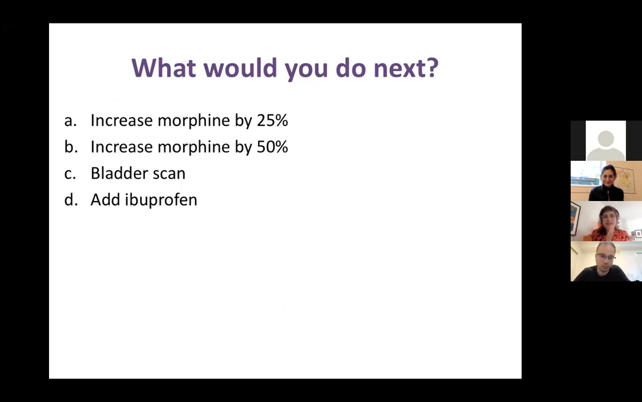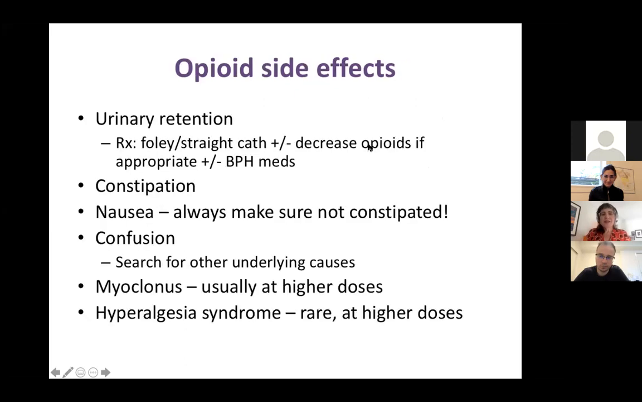She is having urinary retention from morphine, and so she needs to be bladder scanned. People generally remember that opioids can make you constipated, nauseous, confused. I think sometimes we forget that they can cause urinary retention. The treatment for that is Foley or straight cath. If you need to, you can decrease the opioids just a little bit, but often you can just put a Foley in and it'll get better over time.